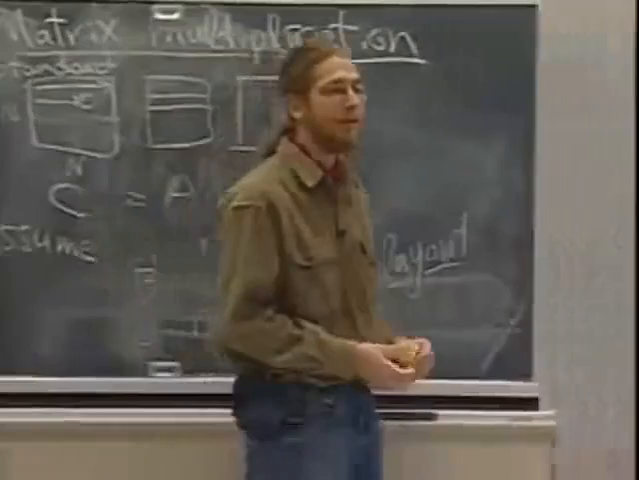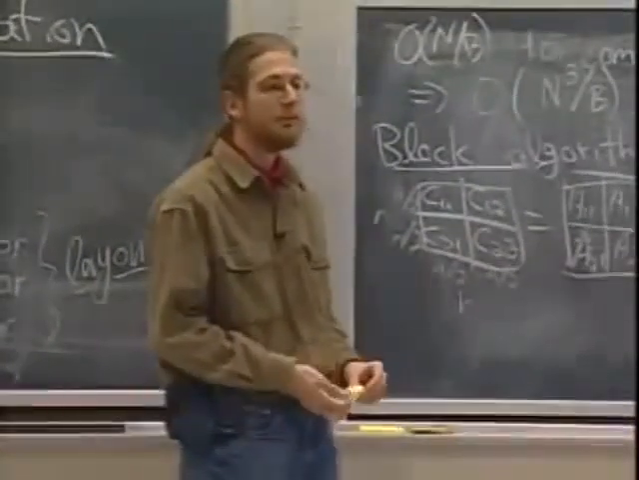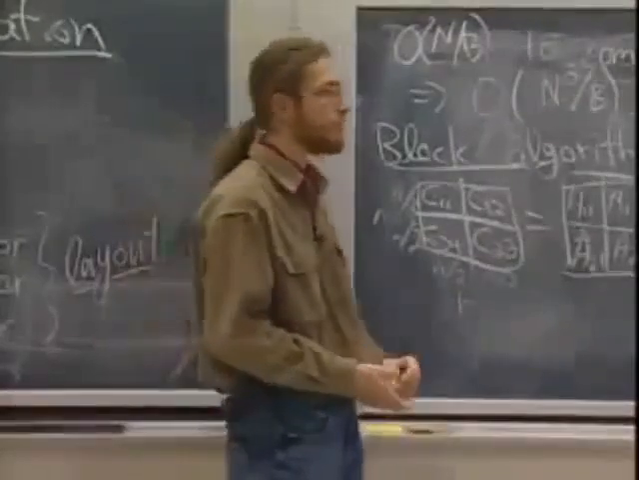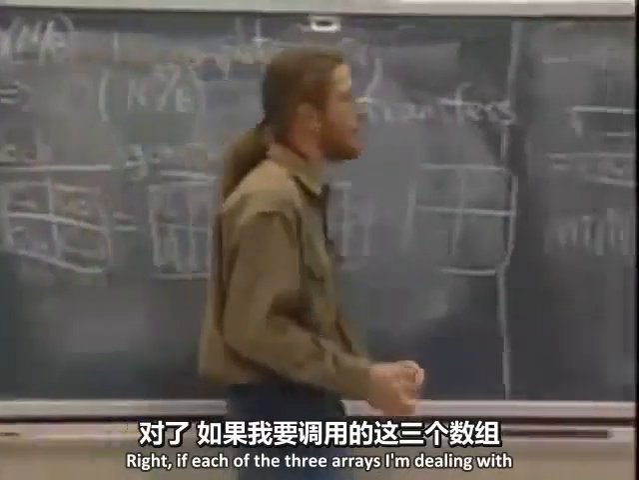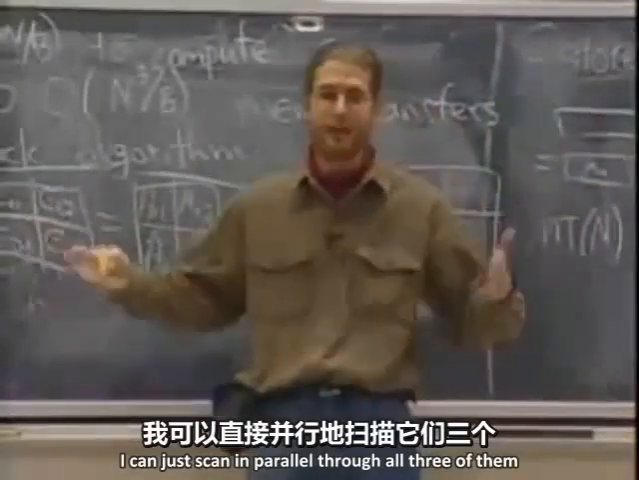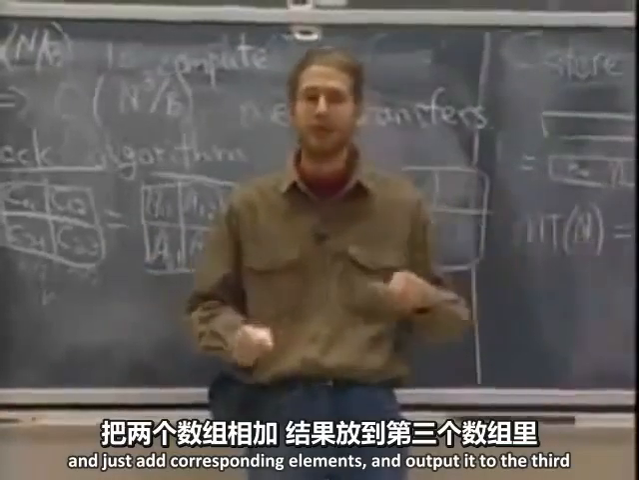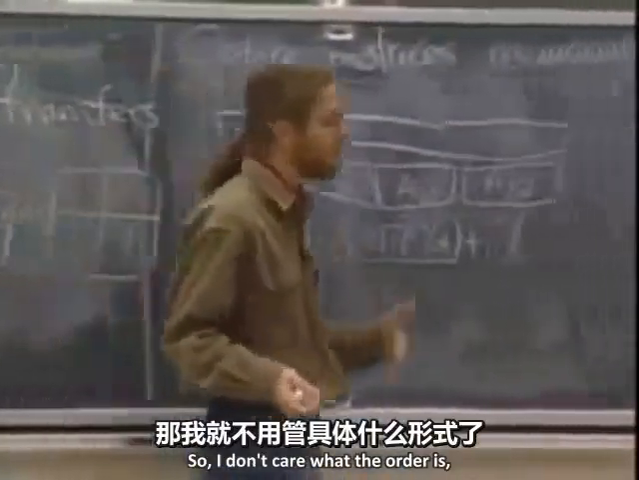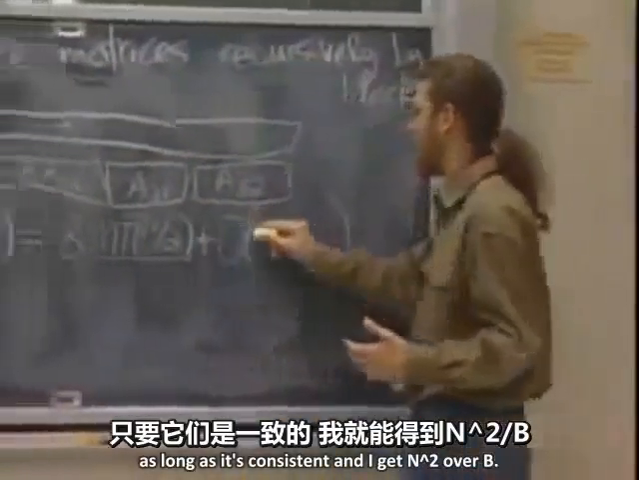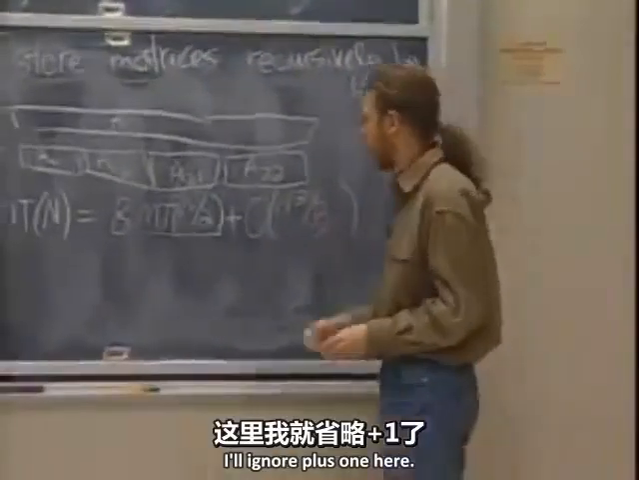Yeah. If they're stored in the same fashion, then you can just add all of the n squared after n squared over. Right. If each of the 3 arrays I'm dealing with is stored in the same order, I can just scan in parallel through all 3 of them and add corresponding elements and output it to the third. So I don't care what the order is as long as it's consistent, and I get n squared over b. I'll ignore plus 1 here.